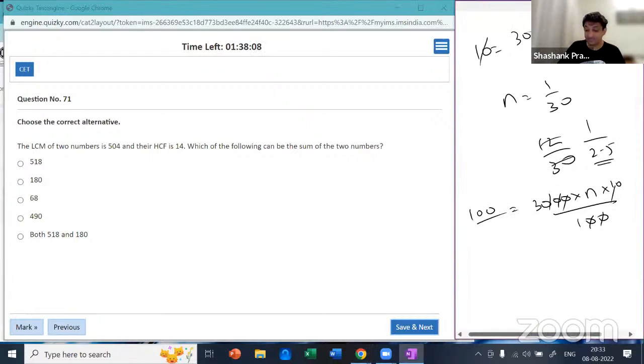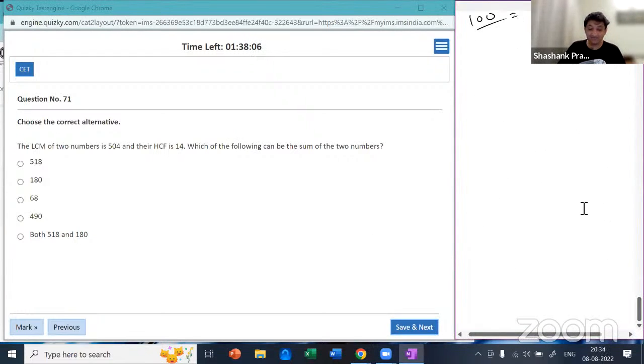LCM of two numbers is 504 and their HCF is 14. Which are the following? Okay, this is fine. So 14A and 14B are two numbers. LCM is 504. Okay, which can be the sum of the two numbers, and A and B are this thing.